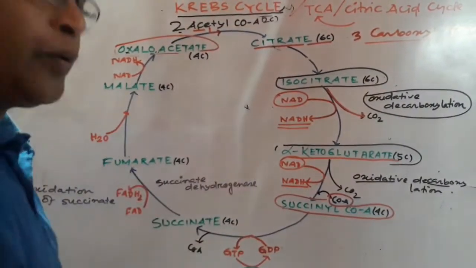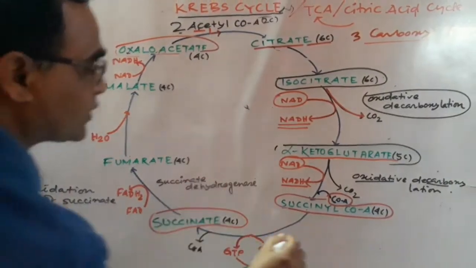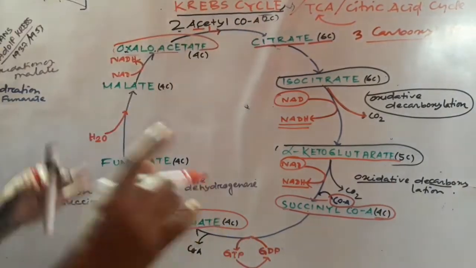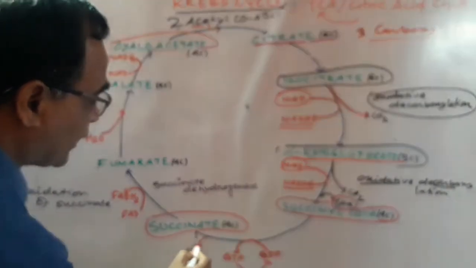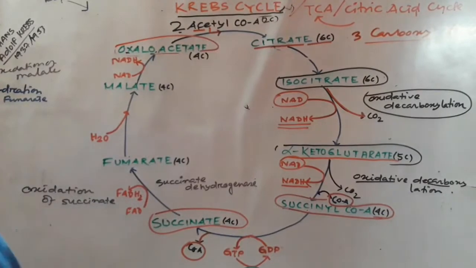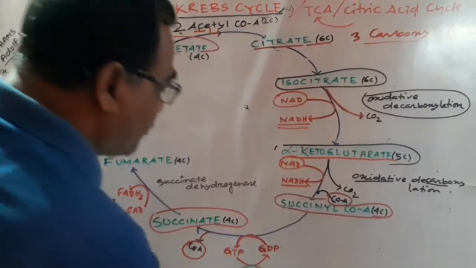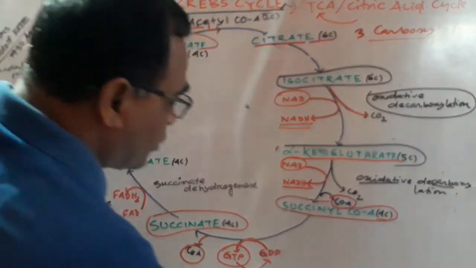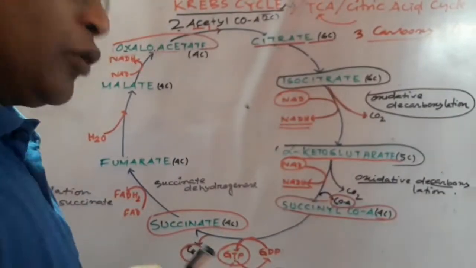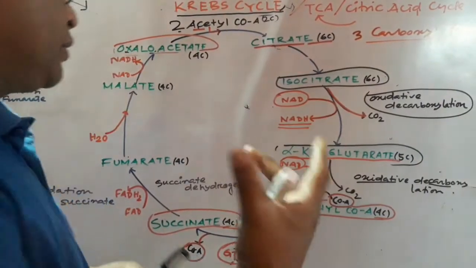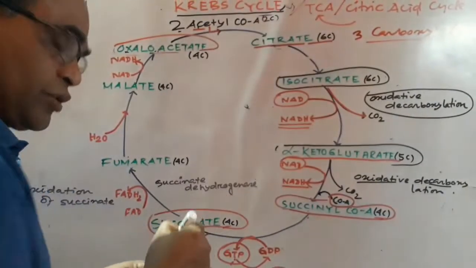The succinyl-CoA, having 4 carbons, converts into succinic acid. In this reaction, the CoA is cleaved and enough energy is released to form one GTP molecule or one ATP molecule. Later the GTP converts into ATP. So this is the reaction where only one GTP or ATP molecule is generated, when succinyl-CoA converts to succinic acid.